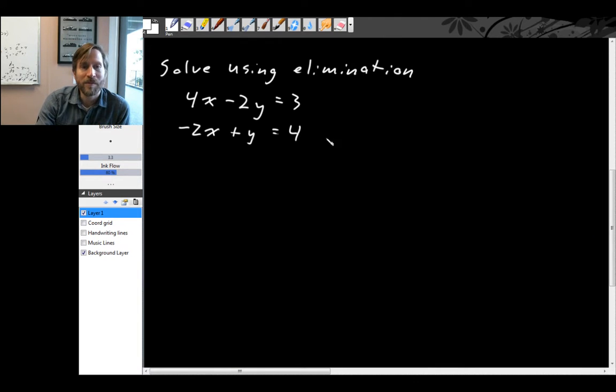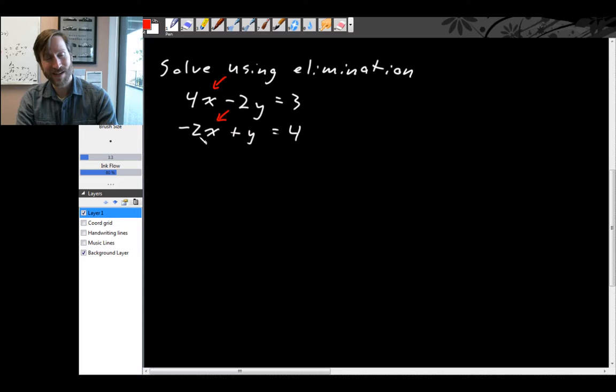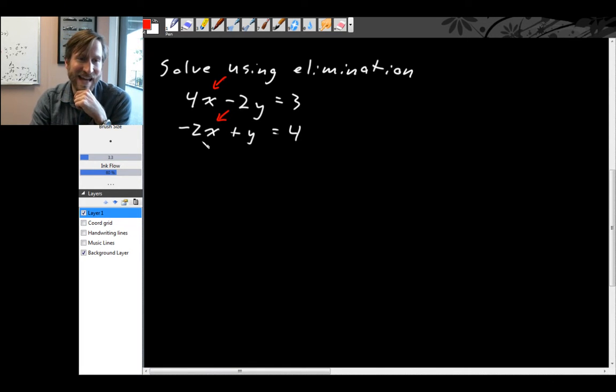Remember, the goal here is to somehow arrange for the coefficients on one of the variables to match except to be opposites. So looking at maybe the x's this time, it looks like if we multiplied the second equation by 2, then we would have a negative 4x here in the second equation. So let's do that.